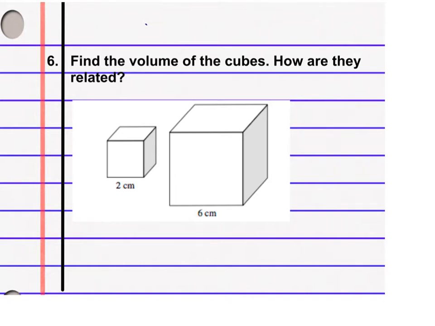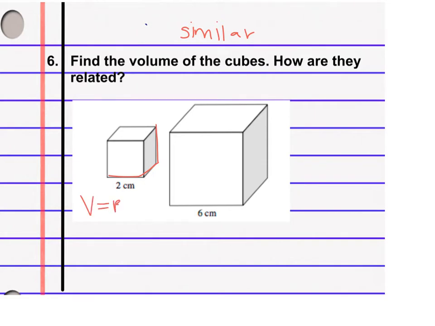All right, number 6, and this is kind of the part that we grade out that we'll go back to. Find the volume of the cubes. How are they related? So these are similar figures because cubes are all similar to each other, because each side is equal in length.